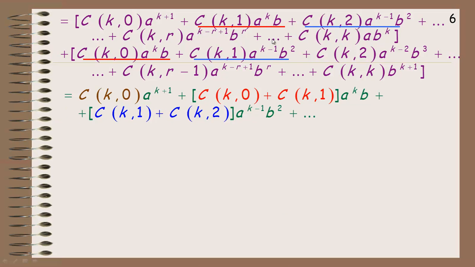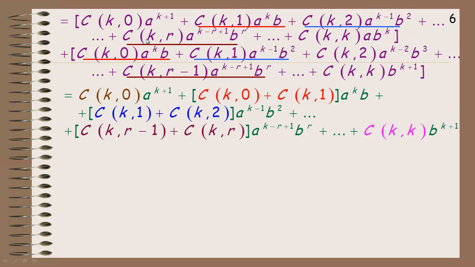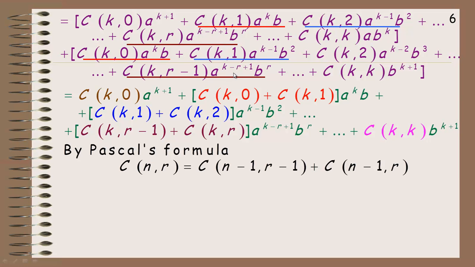Next, this next term and this next term are also like terms because they have the same variable part, a to the k minus 1 b squared, a to the k minus 1 b squared. I'm going to rearrange and combine them together. The two coefficients are k choose 2 and k choose 1 that we're adding here. Next, these terms in the middle are like terms, so we'll combine those together. That's just an example of a few pairs of terms.